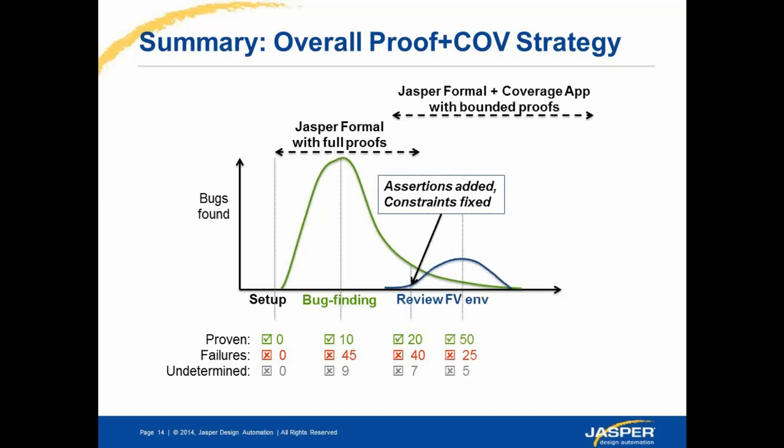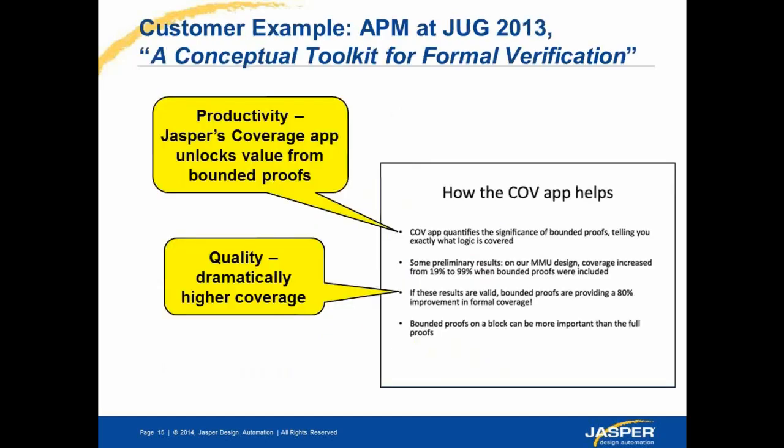A much smaller wave though, but the bugs found in the second phase are deep bugs and are equally important compared to the bugs found in the first wave. So this is how the coverage app can help you improve the quality of your verification and increase confidence in the formal verification you have done so far. This is not just something theoretical. We have had a select set of customers who have used it.